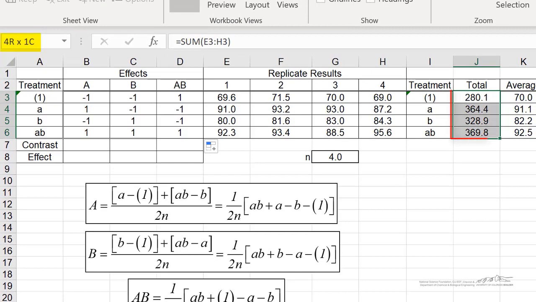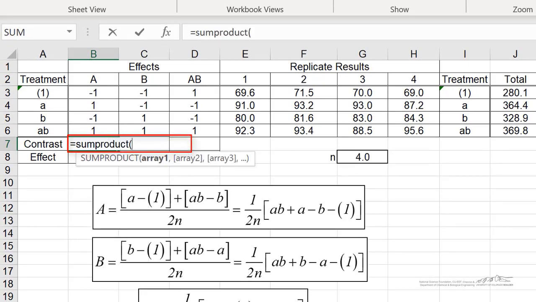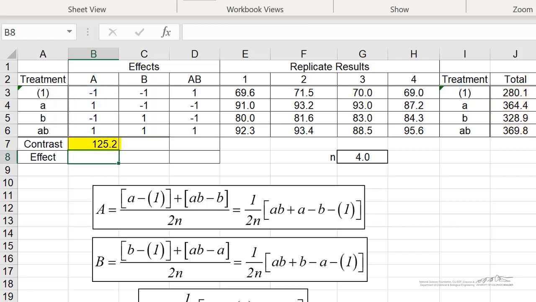Let me just name this column over here total. I'm not going to name A, B, and AB because I'm going to make a nice relative formula that I can simply drag across. So the contrast of A is just the sum product, the dot product of our A column here with our total. All right, so our totals over here really represent (1), little a, little b, and AB. And so when we do that, we end up with the contrast of A. So that's the contrast of A.